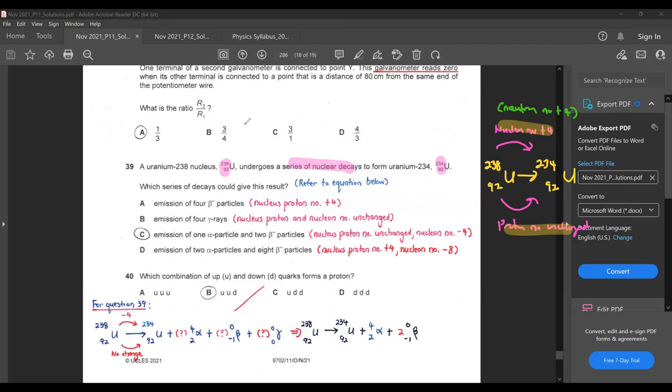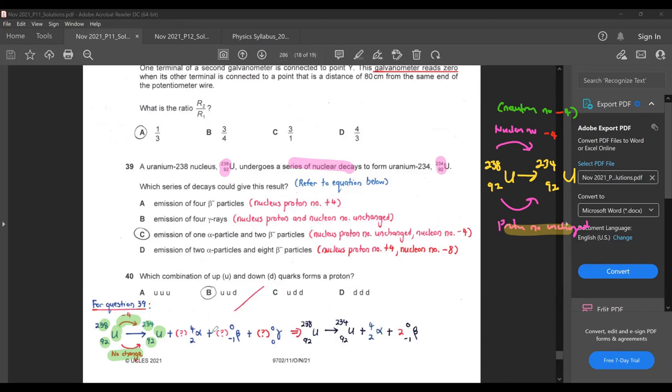Right now, if I want to go from uranium 238 92 to uranium 234 92, just like I told you, proton number no change, but my, oh, sorry, I made a mistake here. Your neutron number reduced by 4. Your nuclear number reduced by 4, sorry. Okay, so how do you get the nuclear number reduced by 4? So they told you you have a series of nuclear decay, right?